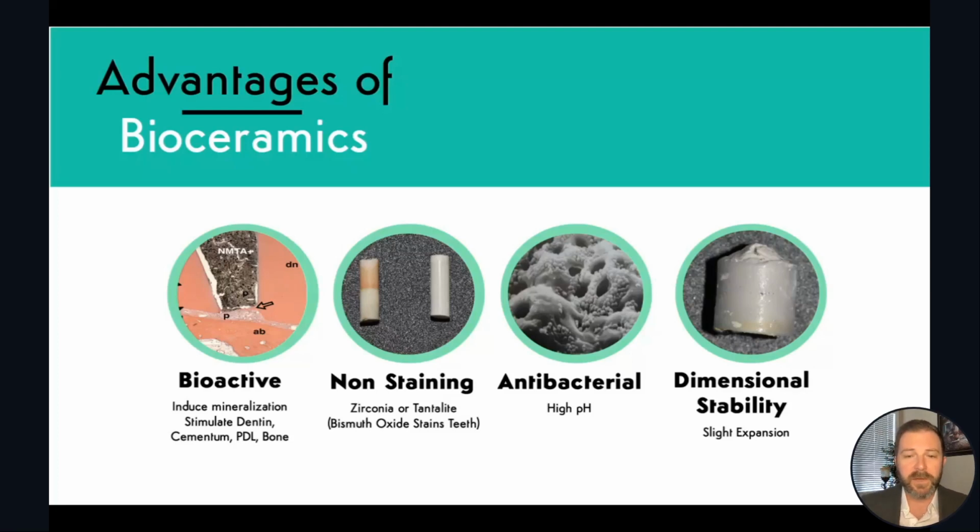So this pH spikes up to about 12, similar to calcium hydroxide, because that's one of the setting products. But again, that's helping to reduce the threshold of bacteria, penetrate those tubules, and overall help disinfect our root canal system. And they're dimensionally stable. If anything, we get slight expansion here, and that's a really good thing.